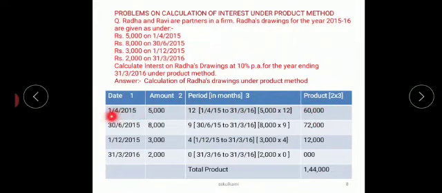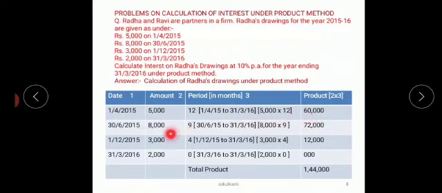My first drawing is on April, the first day of the month, so I have to include April. From April to March is 12 months. So I will multiply 5,000 into 12, and the resultant figure, 60,000, will be my product.